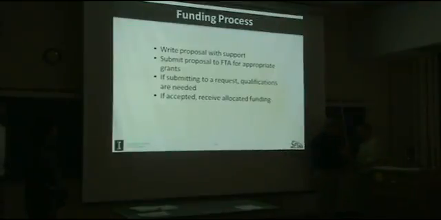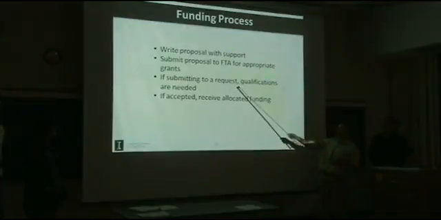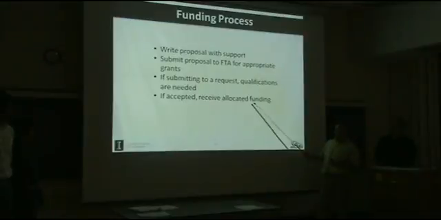Thank you. I will speak to you about the funding process. The first part of the funding process will be to write the actual proposal and submit the proposal to separate entities to gain letters of support. After gaining those letters of support, we must submit the proposal to the Federal Transit Authority for appropriate grants. If submitting to an actual request of the Federal Transit Authority, qualifications are needed, and if accepted, we'll receive allocated funding depending on how big the project is.